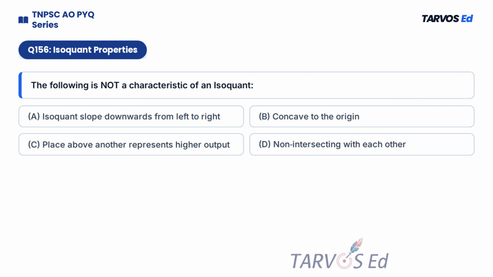Next is question number 156. Which of the following is not the characteristic of an isoquant? Again from production economics. Option A, isoquant slopes downwards from left to right. Option B, concave to the origin. Option C, a higher isoquant above another represents higher output. And option D, non-intersecting with each other. So the correct option will be option B, concave to the origin. Isoquant is always convex to the origin.